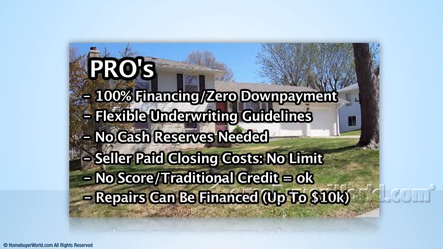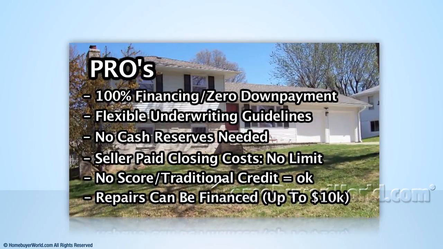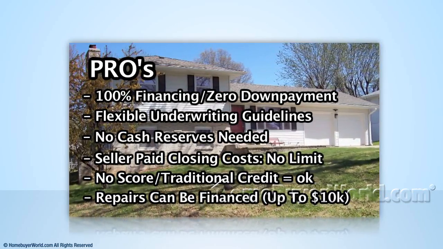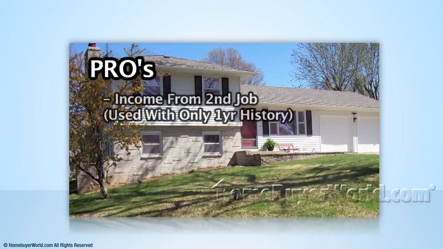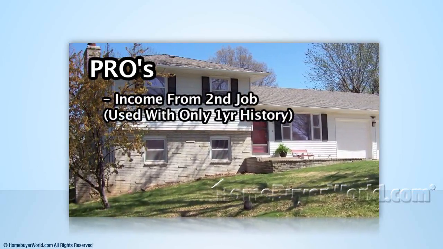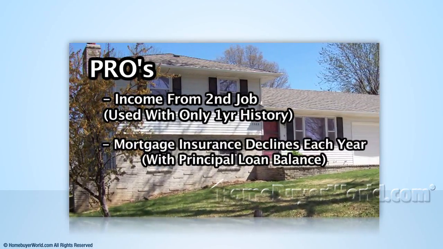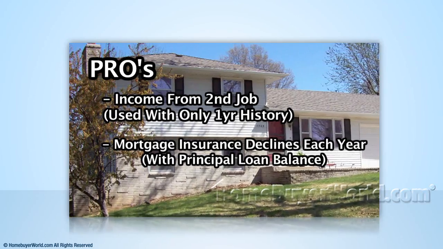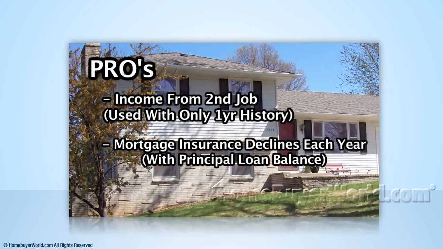Repairs can be financed up to $10,000. This enables buyers to purchase homes that need a little renovation without having to come up with their own cash for repairs. Income from a second job can be used for qualifying with only a 1-year history of it. The mortgage insurance imposed on USDA loans as of October 2011 is to be declining with each passing year, since it's based on the present loan balance.